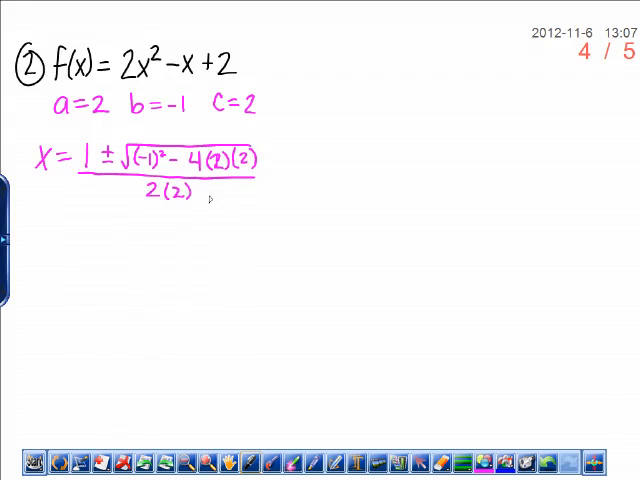Everyone okay with that? All right, simplify your discriminant first. 1 squared is 1. Minus 4 times 2 is 8, times 2 is 16, so we get negative 15, which is less than 0, which tells us what? Good. Or you could say 2 complex solutions.